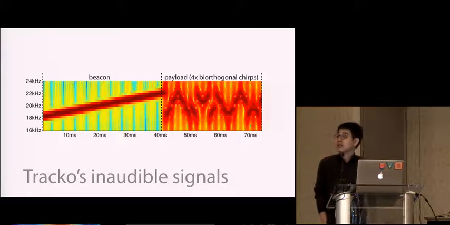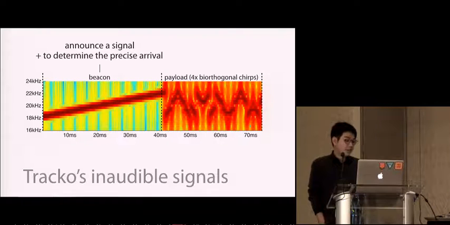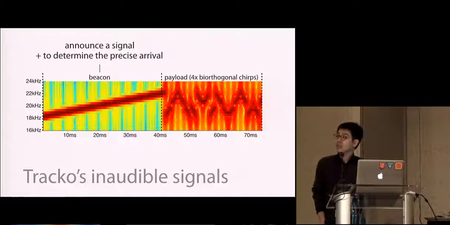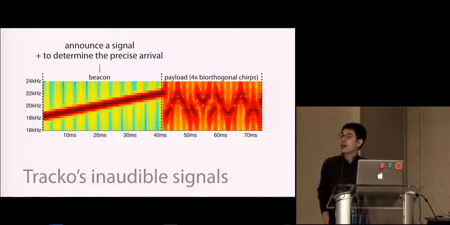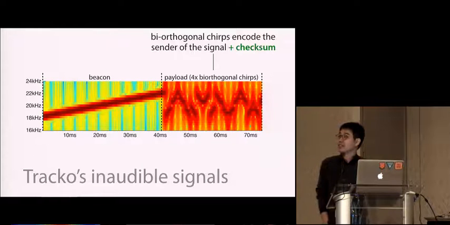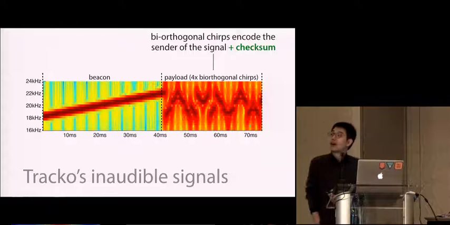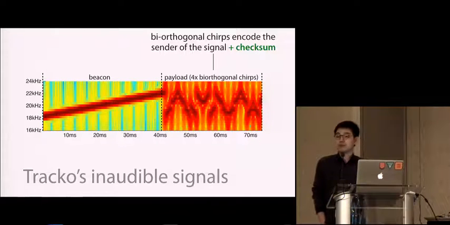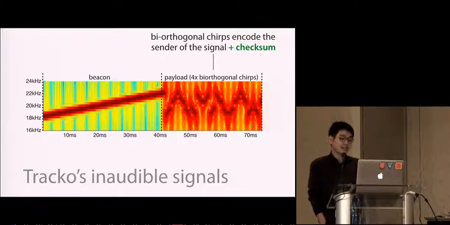So here is what the signal looks like. The frequency we are using is inaudible, so the original sound is totally inaudible. There are 2 components in the chirp, in the signal. The first part is the beacon. It announces the signal and helps us determine the precise arrival time. The second component is the payload. We use a bi-orthogonal chirp to encode the information of the sender device, for example, where the sound is from, left speaker or right speaker, and which device. We also include a checksum to validate the signal detection.